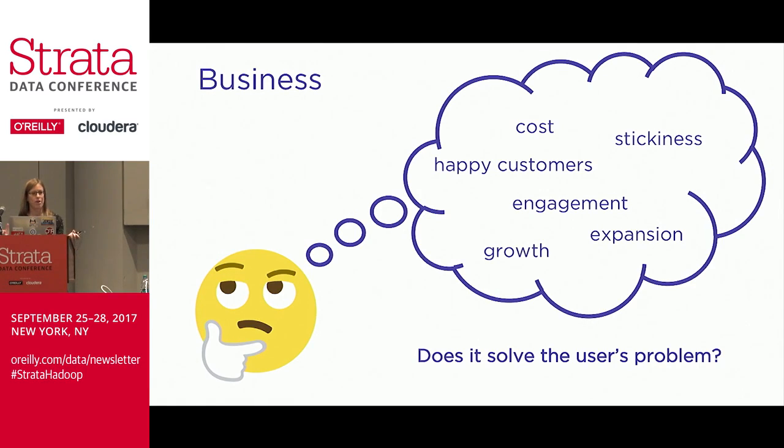But underlying all of these things are the things that the user cares about, and that's, does it solve that user's problem? So that's just what we mean by better product. These are our goals that we're trying to achieve, and we want to really focus on what the user is looking for.